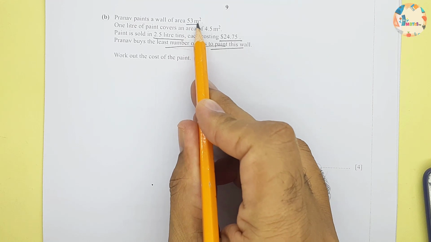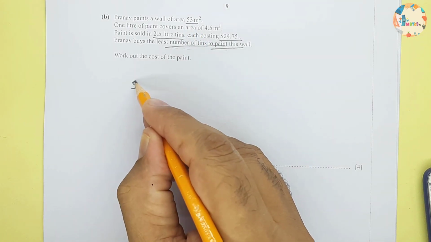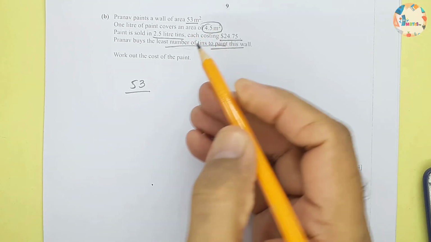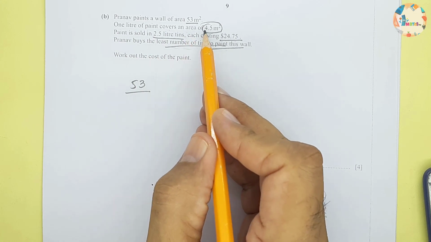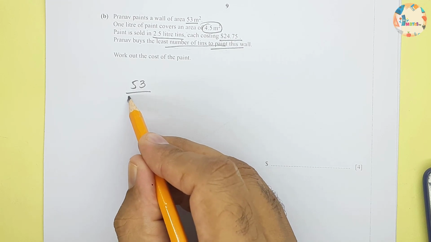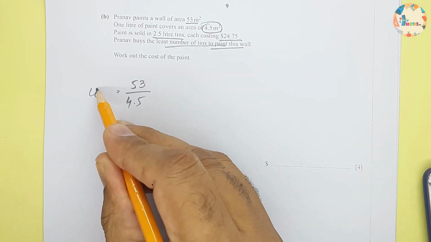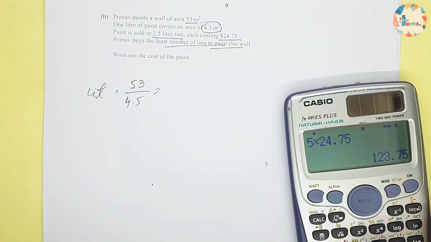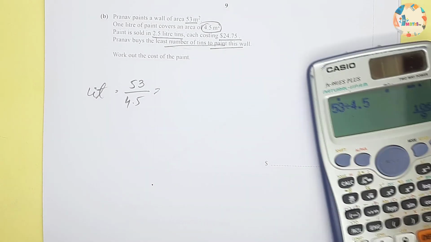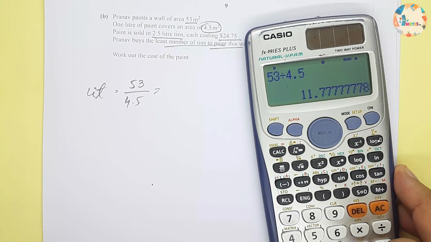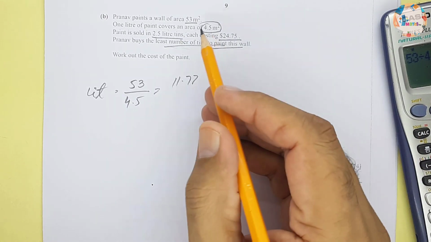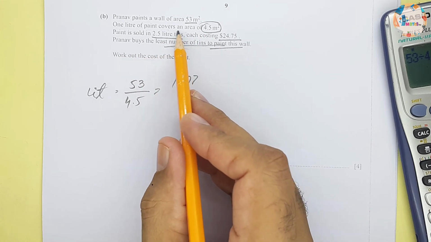So 53 meters square is the area of the wall. We can divide 53 by 4.5, because 1 liter of paint covers this much area, so we'll get the liters. If we divide, this will be in liters, it will be 11.77 liters, but paint is sold in 2.5 liter tins.